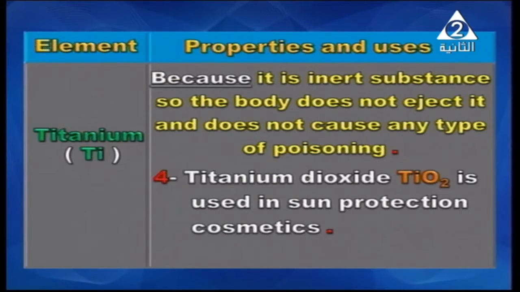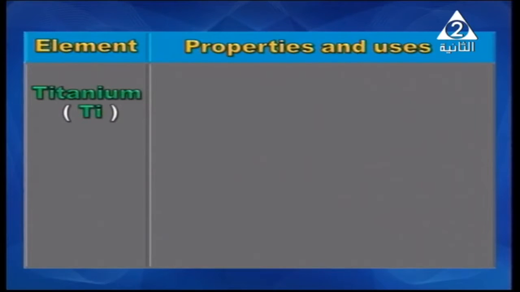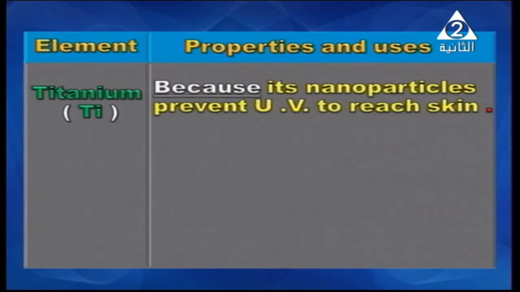And the point for using a titanium compound, which is titanium dioxide: it is used in sun protection cosmetics, and we have given the reason for this point. The reason for that, my dear student, is because its nanoparticles prevent ultraviolet light from reaching the skin.